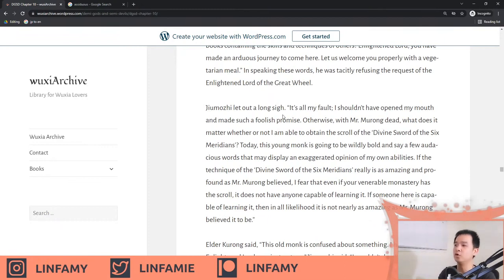"It's all my fault. I shouldn't have opened my mouth and made such a foolish promise. Otherwise, with Mr. Murong dead, what does it matter whether or not I am able to obtain the scroll of the divine sword of the 6 meridians? Today, this young monk is going to be wildly bold and say a few audacious words that may display an exaggerated opinion of my own abilities. If the technique of the divine sword of the 6 meridians really is as amazing and profound as Mr. Murong believed, I fear that even if your venerable monastery has the scroll, it does not have anyone capable of learning it. If someone here is capable of learning it, then in all likelihood it is not nearly as amazing as Mr. Murong believed it to be."